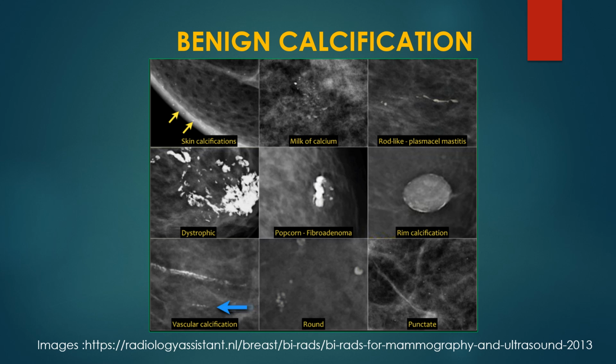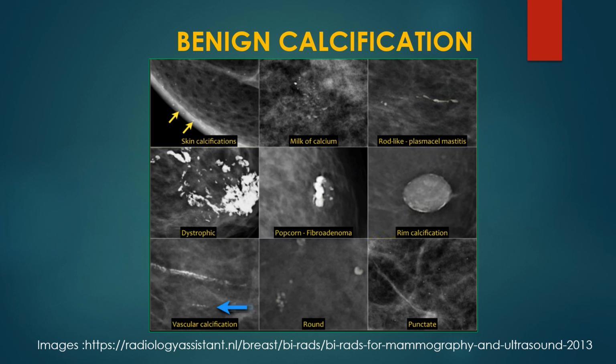Coming to the calcifications seen on the mammography. Based on the appearance of these calcifications, the suspicion of malignancy increases. These are some of the benign calcifications which you can see. There's calcification in the skin, milk of calcium, where you can see tiny calcifications like this, or they can have a rod-like calcification in plasma cell mastitis, and they can have dystrophic calcifications like this, or a popcorn kind of calcification in a fibroadenoma, or there is a rim calcification in the cyst.